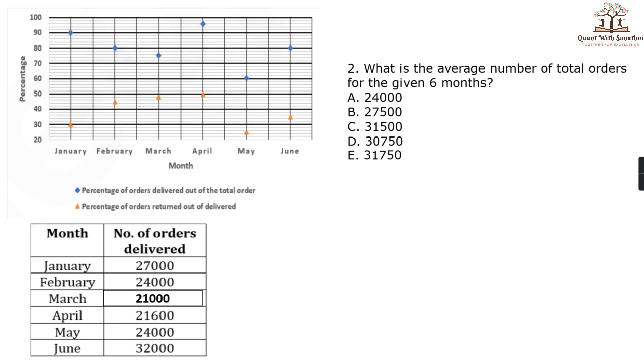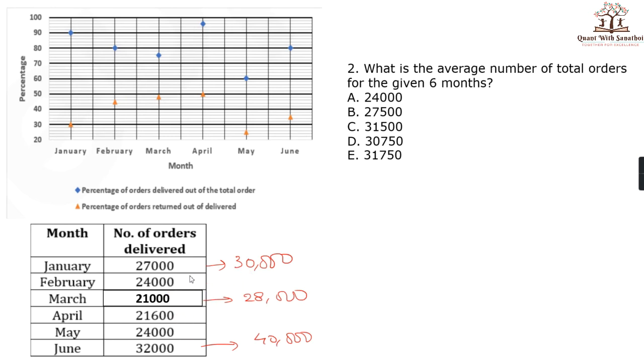What is the average number of total orders for the given 6 months? Now they have asked the average. So from the last question we have already found the total number of orders. For January we found out 30,000. For March we found out 28,000, and for June we already found out how much, 40,000. Now we need to find for February, April and May.